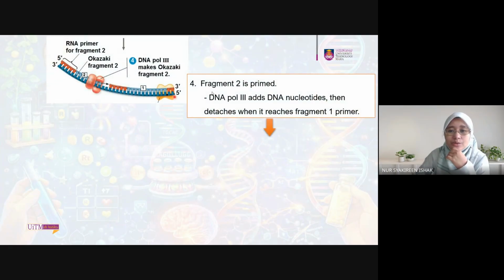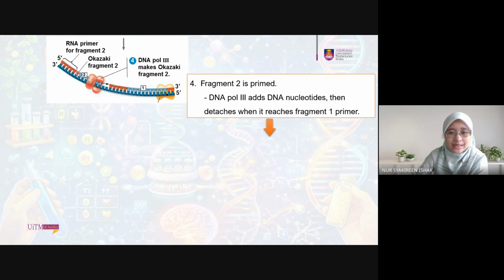Okay, so fragment 2 is primed, where DNA polymerase 3 will add the DNA nucleotides, and then detach once it reaches the fragment of the first primer. So this is the synthesis of the second Okazaki fragment.